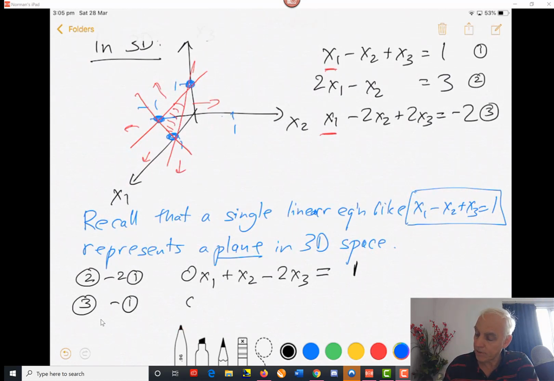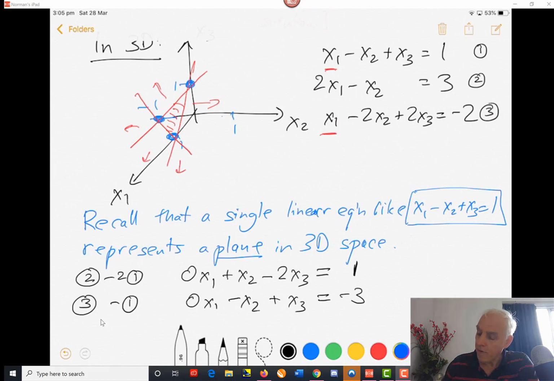So we're going to get 0x1 as before. So equation 3 minus equation 2. So altogether there'll be minus x2. And 2x3 minus x3 will be a single x3, so plus x3. And on the right-hand side, we'll get minus 2 minus 1, so a total of minus 3.